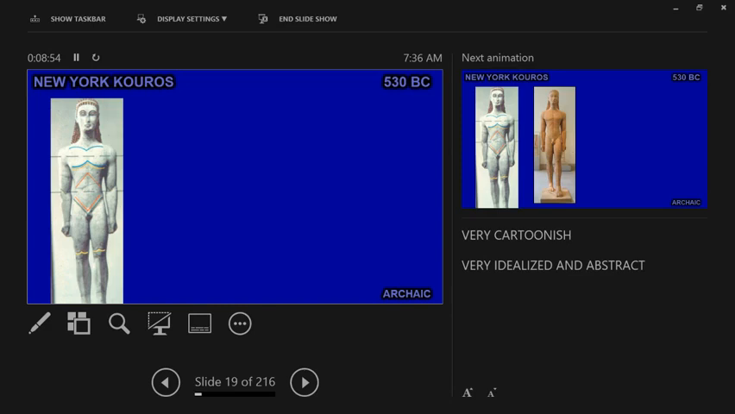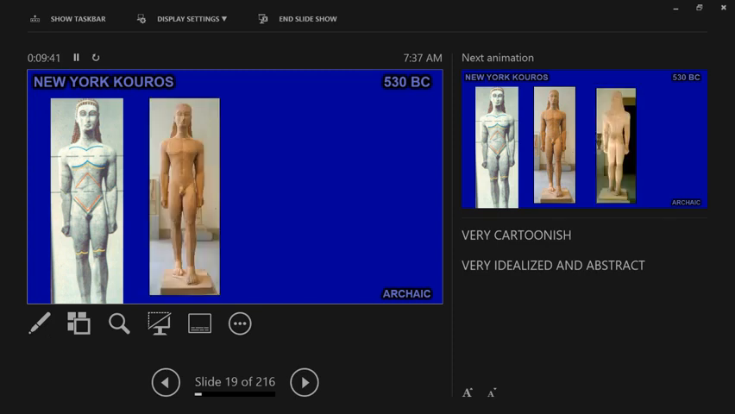All right, this particular KOUROS here is called the New York KOUROS. And I have this image right here that shows just how cartoonish and idealized this sculpture is. Notice the hair is very stylized, and we'll look closer at the hair in just a second. The chest is very stylized. The abdomen is very stylized. Even the knees have these weird waterline shapes, and the elbows are very stylized. You have this V shape in the elbow. So it's almost like a cartoon of a person rather than a realistic person.